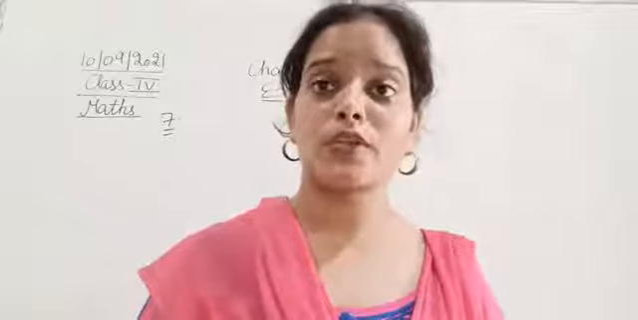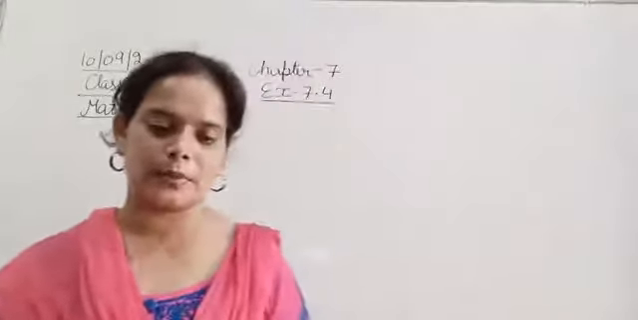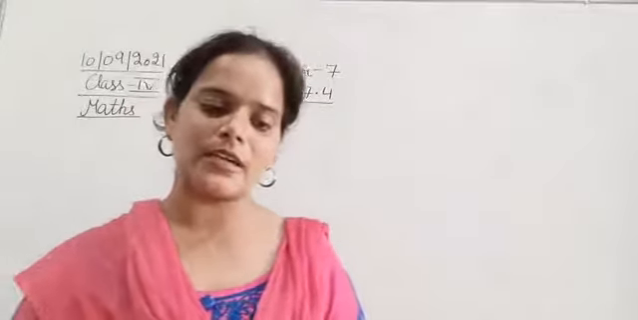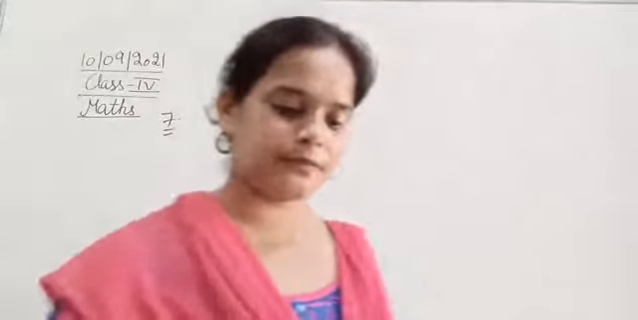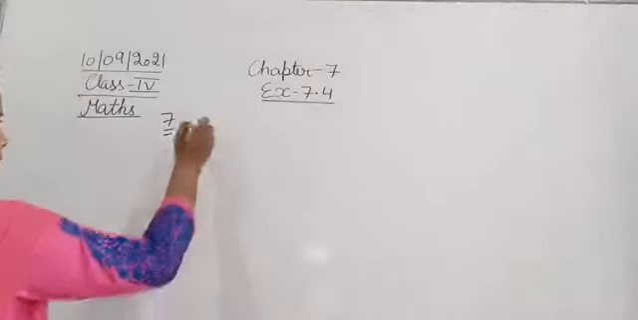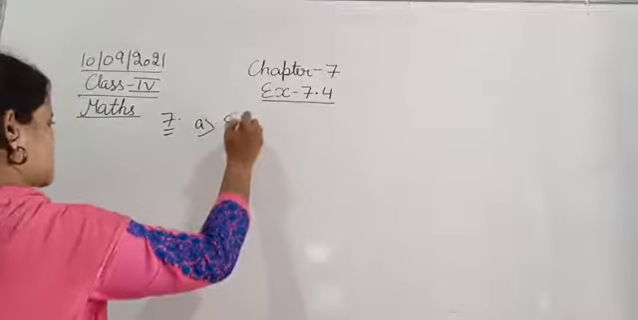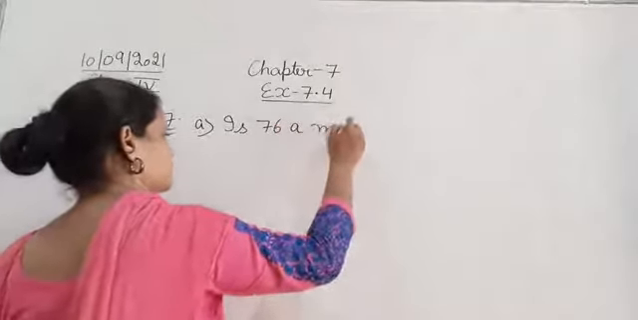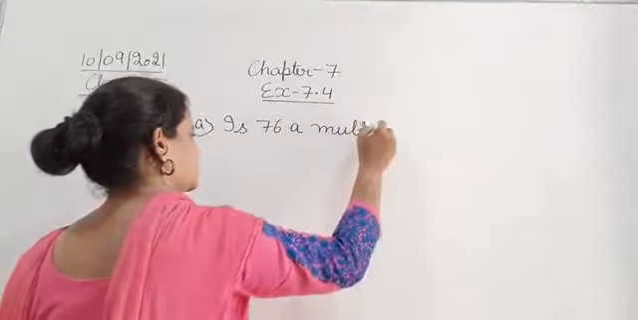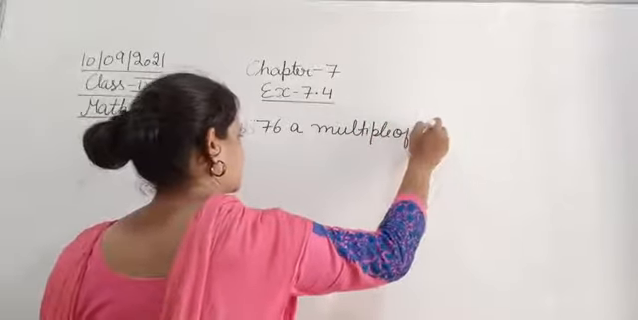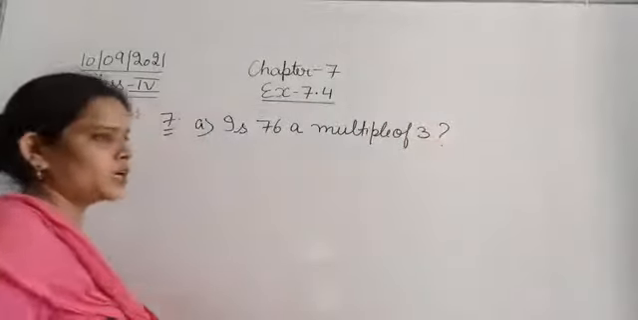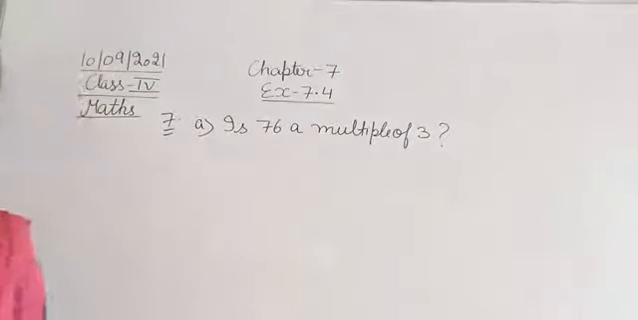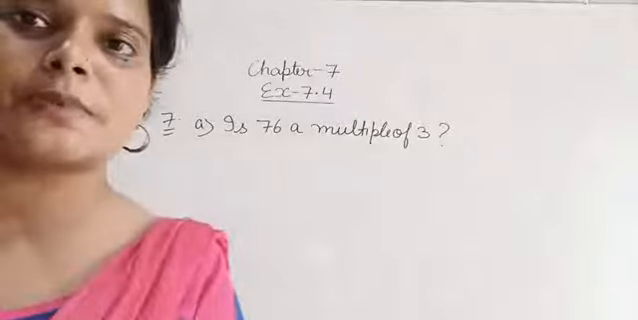Okay, so answer the following. We have two questions, two parts are given, A and B, so we have to answer this. The first, the A part is: is 76 a multiple of 3? Is 76 a multiple of 3? So, is 76 a multiple of 3?